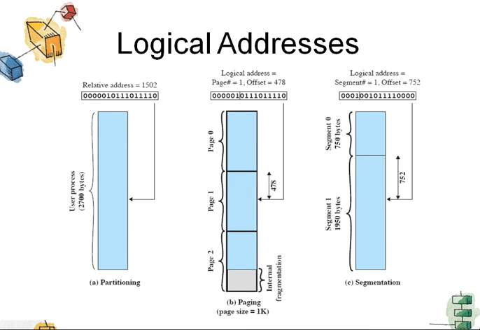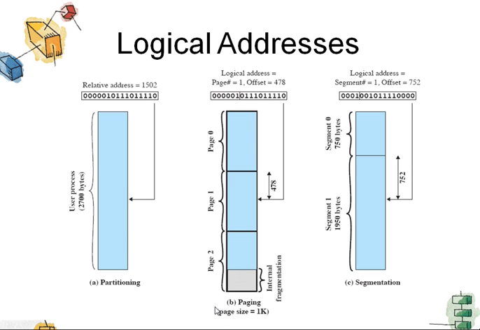Let us understand with the help of this example. Look at the figure carefully. Here we have a relative address of 1502, which is represented in binary form as the sequence of zeros and ones as written here. Now this happens in partitioning. The user process, whose size is 2700 bytes, occupies this area. Okay. Now this was in case of partitioning.